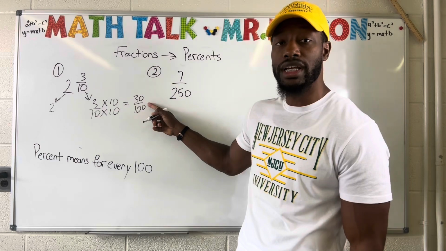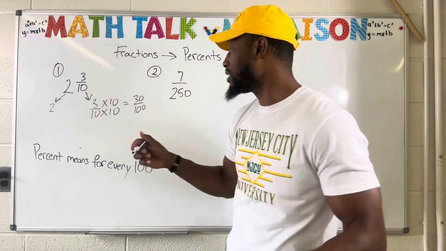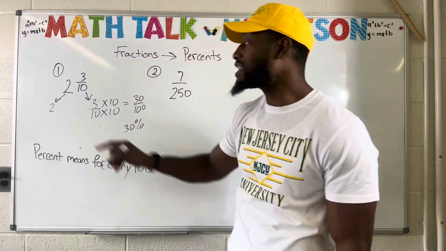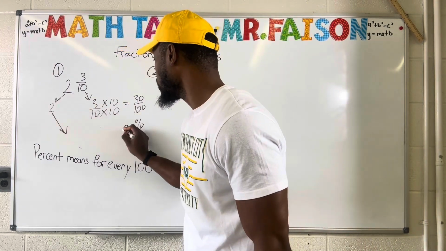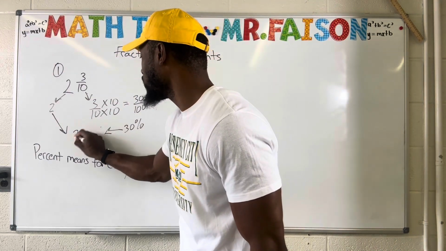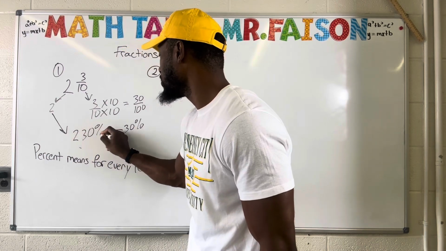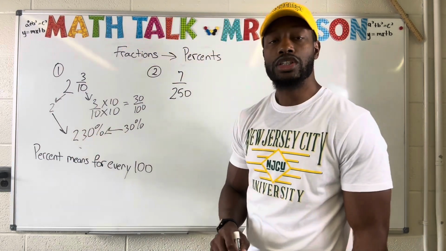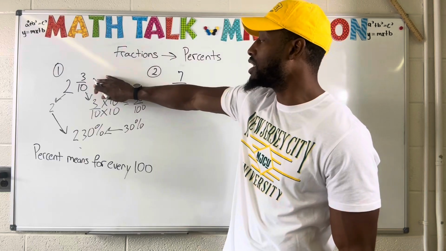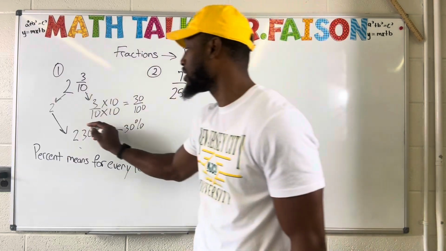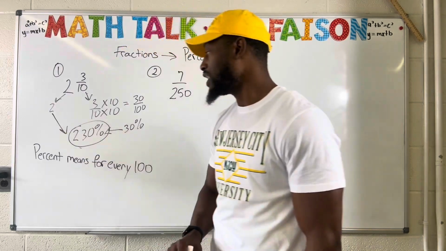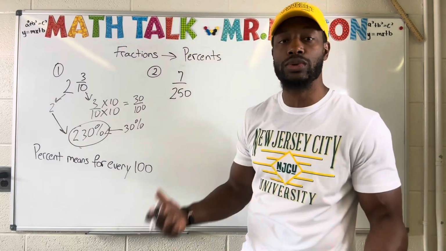What is this as a percent? Remember, it's 30%. But I still have my 2 over here. So I'm going to bring my 2 over, and bring my 30 over, and we're going to have 230%. All right? So all you do is turn the 3 over 10 into the percent, and then you bring the 2 back into play and add it all together. So when you see problems like that, that is how you attack it.